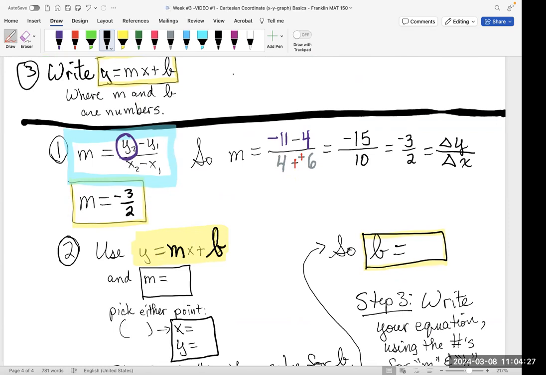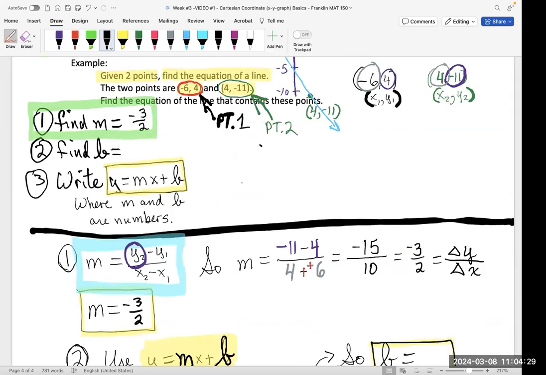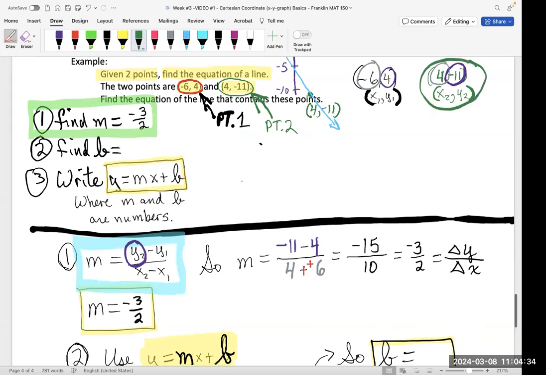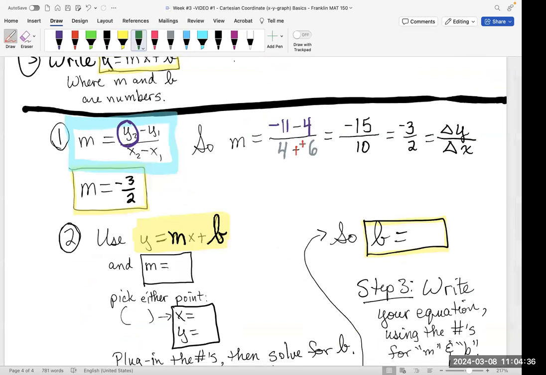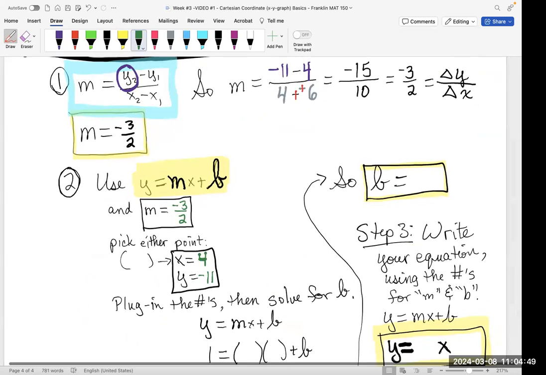Pick either point you want. It doesn't matter. I'll go ahead and pick the green point, 4, -11. So my x is 4, my y is -11, and my slope is -3/2. It does not matter which point you pick. Both points lie on the blue line we're trying to find.